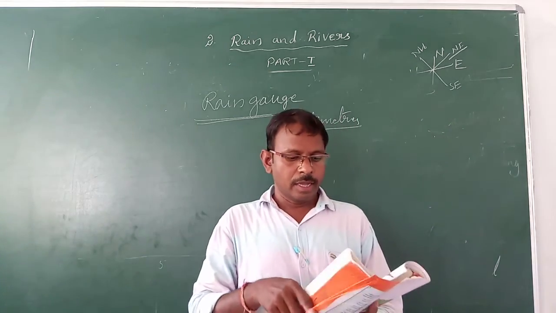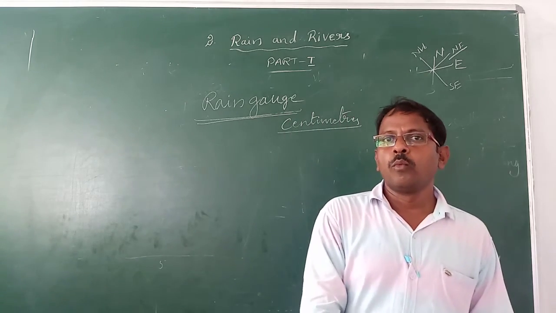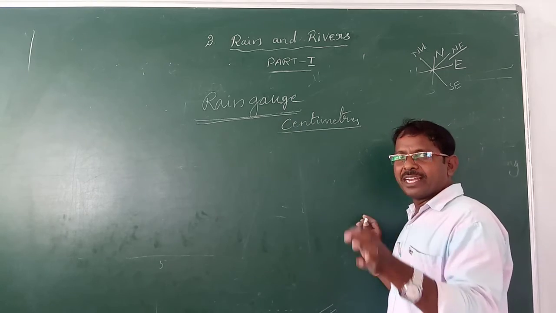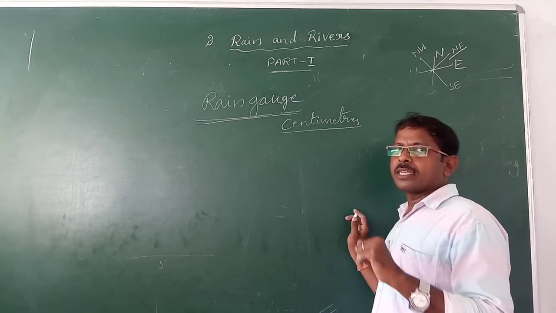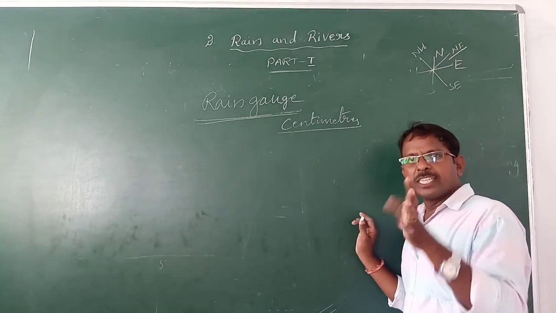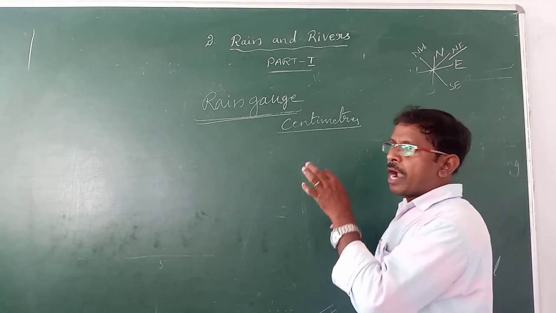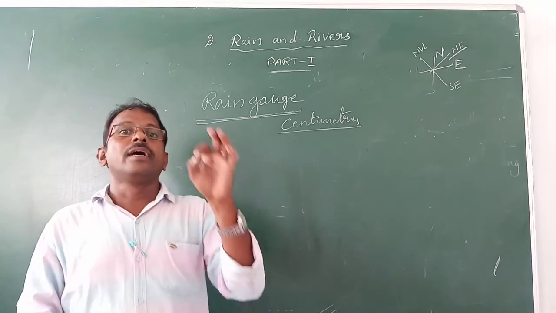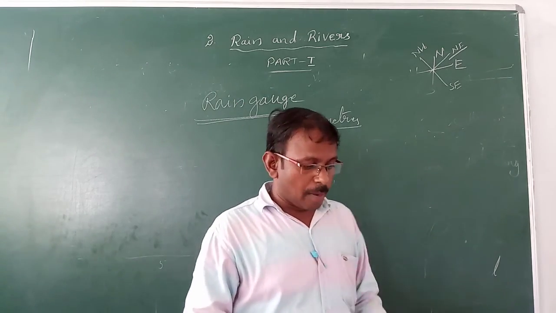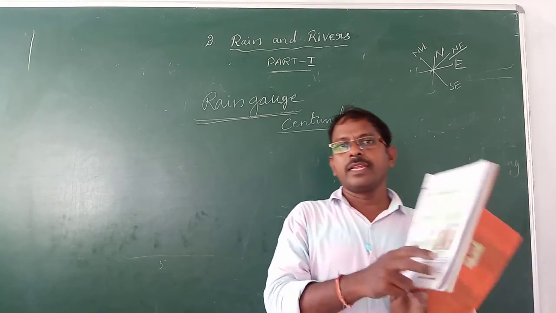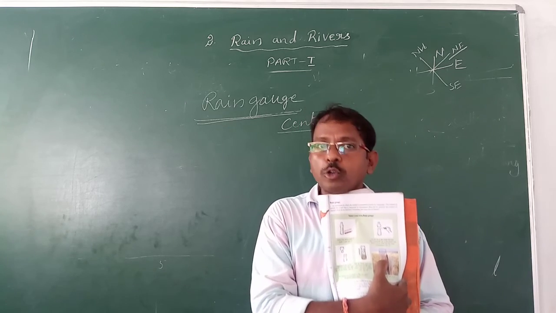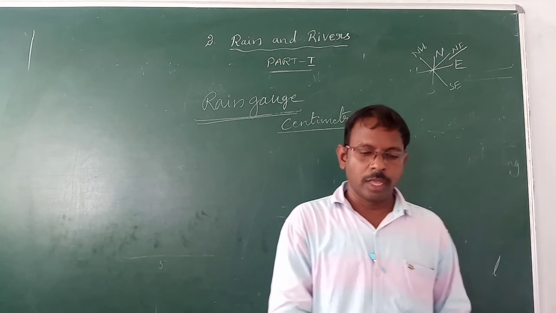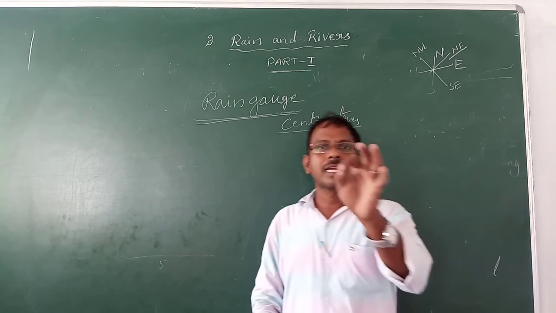Understood? So mainly in this lesson, part 1, we have discussed the water cycle, evaporation, condensation, humidity and precipitation. These things we have discussed, and also monsoon winds and the rain gauge. It's compulsory that you see how the rain gauge is prepared. You have to prepare it at home and show me after the school reopens. Okay, this part 1 is completed.